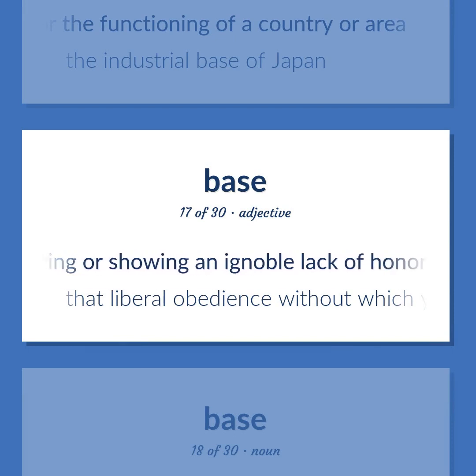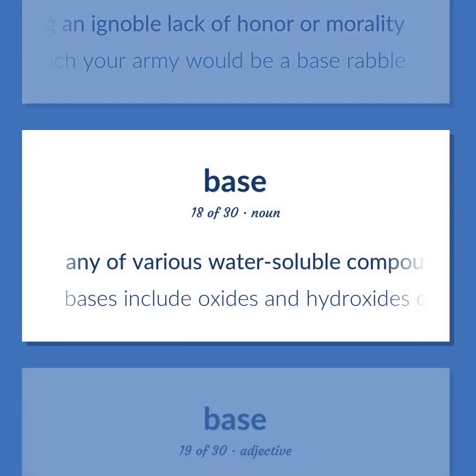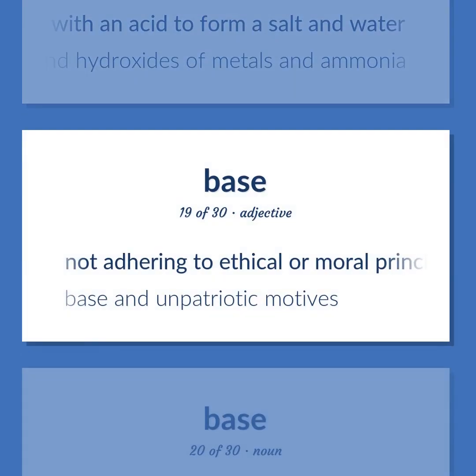Having or showing an ignoble lack of honor or morality. That liberal obedience without which your army would be a base rabble. Any of various water-soluble compounds capable of turning litmus blue and reacting with an acid to form a salt and water. Bases include oxides and hydroxides of metals and ammonia. Not adhering to ethical or moral principles. Base and unpatriotic motives.